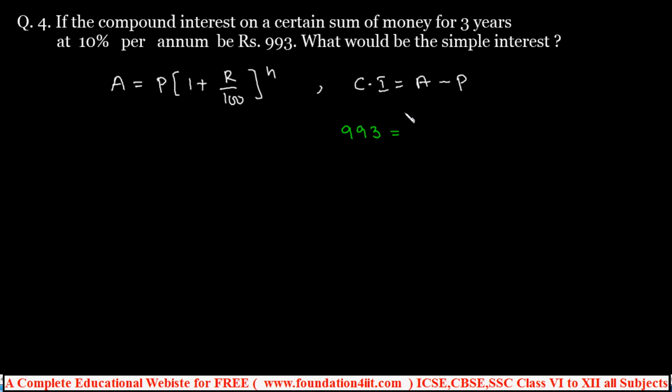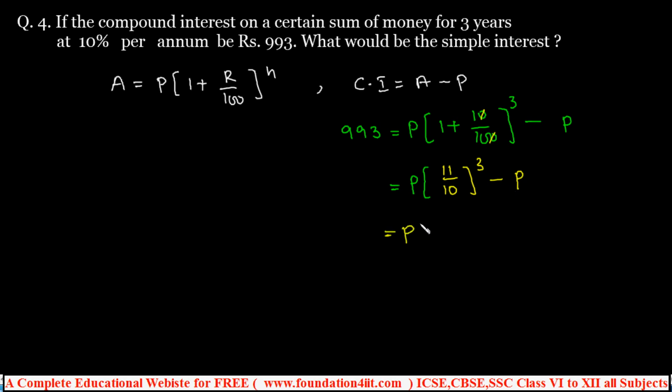Amount is equal to P into 1 plus R by 100, where R is 10%, by 100, to the power n, 3 years, and minus P. Okay, this is the compound interest. From this take P common and just cancel in between. 1 plus 1 by 10 is 11 by 10. So 11 by 10 whole cube and minus P is this.